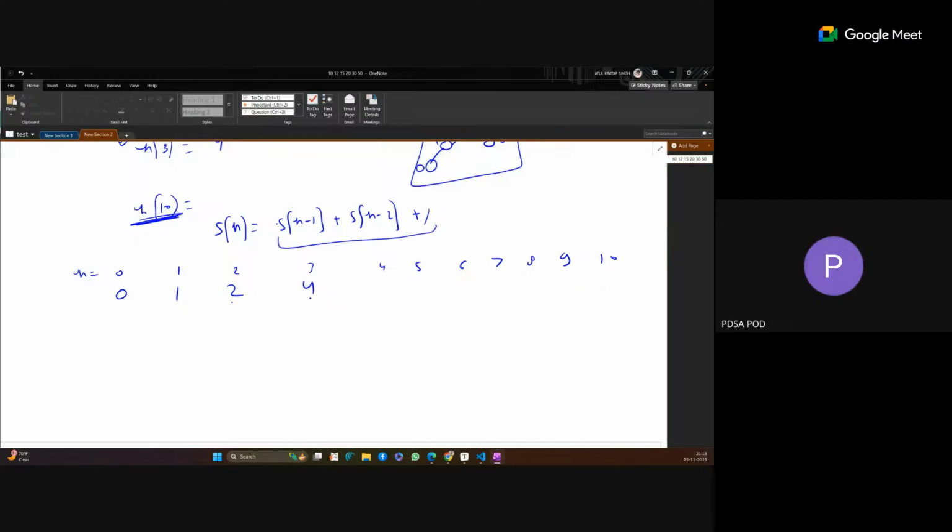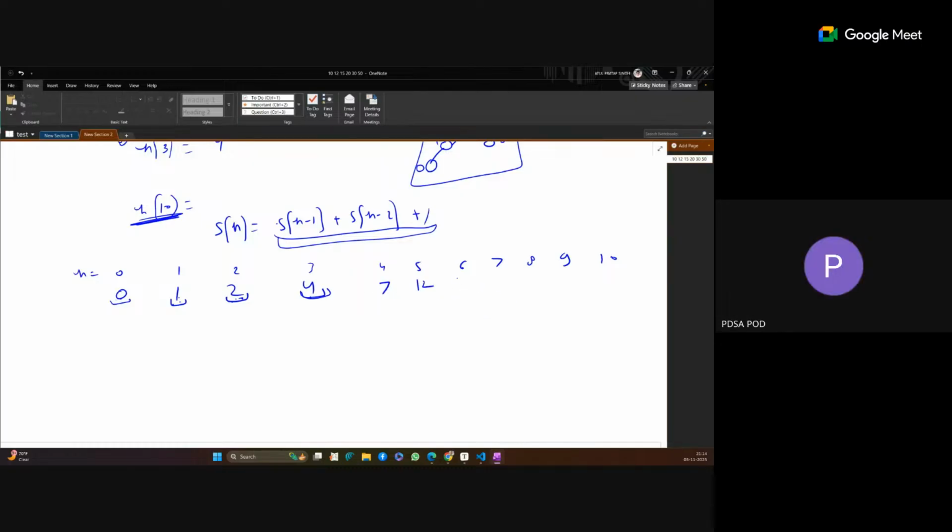So 2 plus 4. Here you can see this is the base case, like in the Fibonacci series, 0 and 1. After that, what we are doing, 0 plus 1 plus 1, 2. Applying this formula, here 1 plus 2, 3, 3 plus 1, 4. For this 4, 2 plus 4, 6, 6 plus 1, 7.